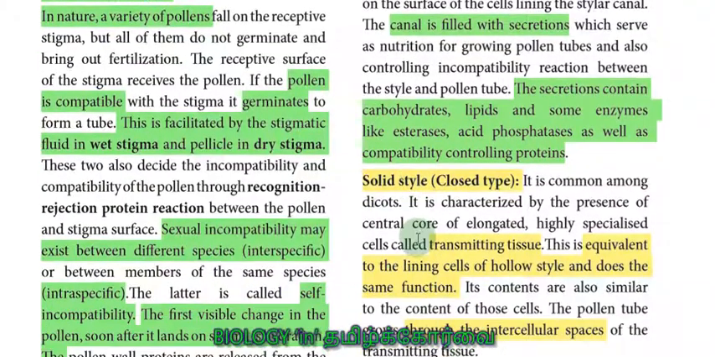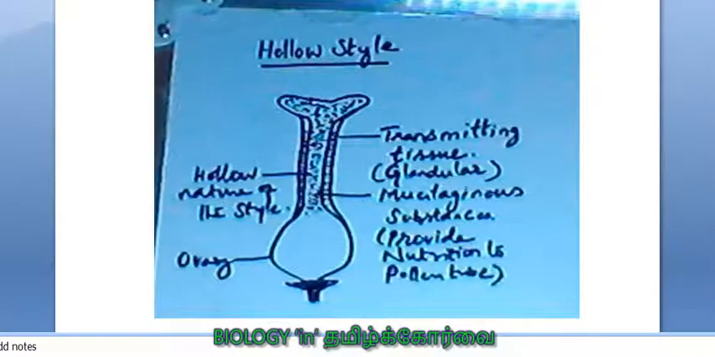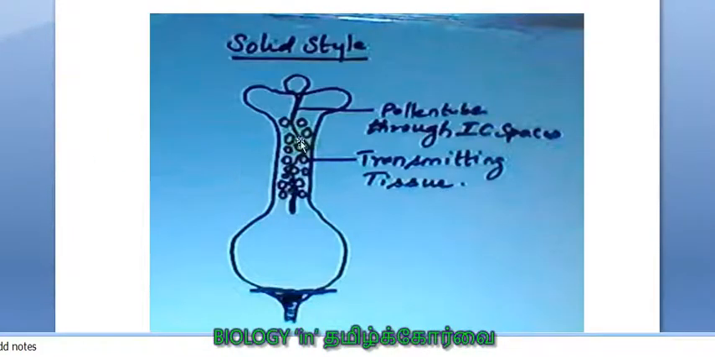Next one is the solid style, closed type. As the name implies, it is filled with cells. The transmitting tissue is filled with cells. Now you can see this is the style, which consists of transmitting tissue. The tissue is made up of cells. It is not an empty space as we have seen in the hollow type of style. Here it is filled with tissue, which is called transmitting tissue.